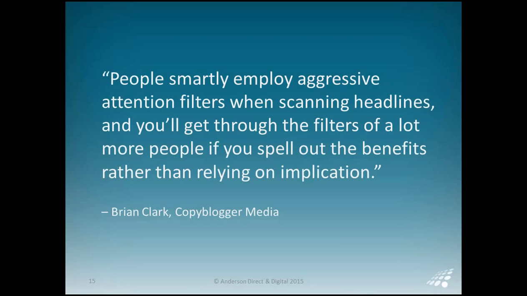And Brian Clark of Copyblogger talks about clarity by saying people smartly employ aggressive attention filters when scanning headlines, and you'll get through the filters of a lot more people if you spell out the benefits rather than relying on implication. So to recap that, don't make implications, don't be clever, spell it out. Clarity trumps cleverness.